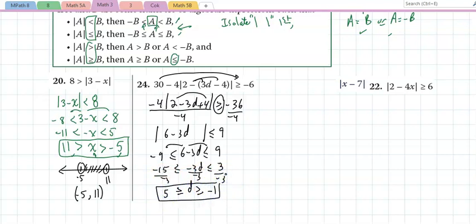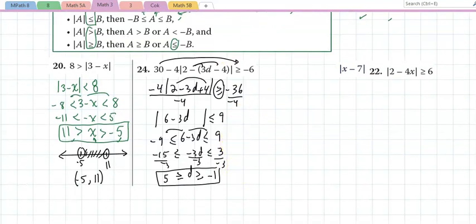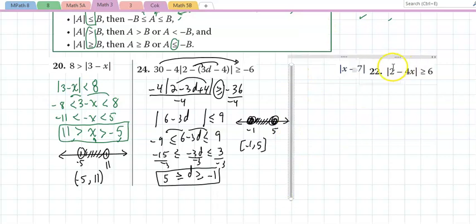And again, the graph is not part of this, but I'm going to graph it anyway. If I put this on a graph, negative 1 is smaller, 5 is larger. They're both included, and simply between those. So negative 1 to 5. I'm going to do number 22 next and leave that example to the end.